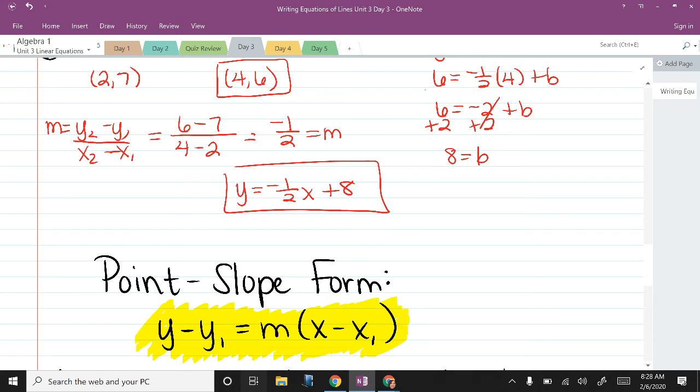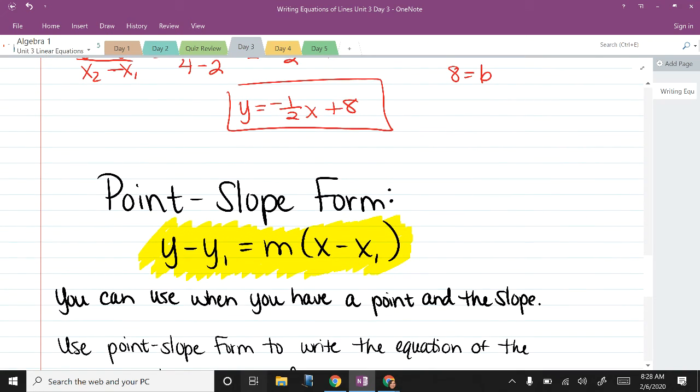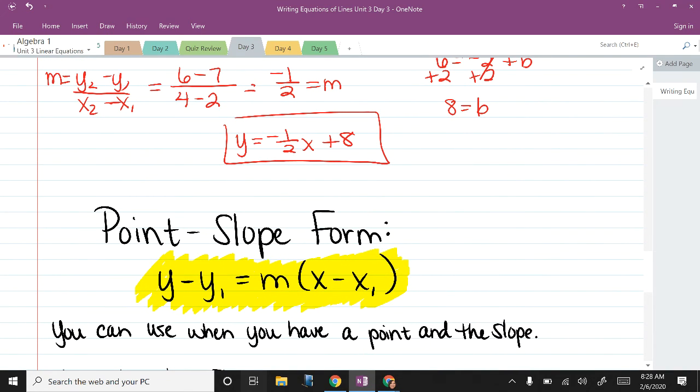All right. So y minus y1 equals m times x minus x1. And it's called point slope for a reason. You use it when you have a point and a slope. So if you have a point on the line and you have the slope of the line, then you can use point slope form. You got to have those two things to use point slope form. So slope intercept form, what did you need? The y-intercept and the slope. Point slope form, all you need is a point on the line and the slope. Okay?